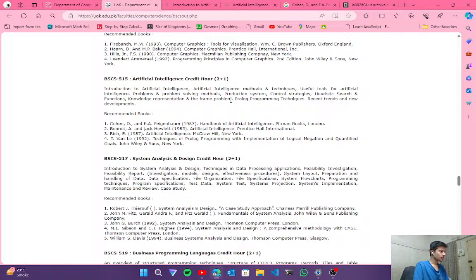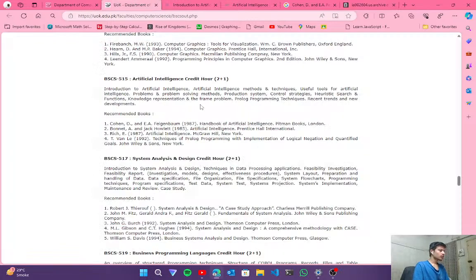Problems and problem solving methods, production system control strategies, heuristic search and functional representations, and the frame problem. Prolog programming techniques, recent trends, and new developments. Okay, so the book we will be using will be the first one, Handbook of AI, Feigenbaum, London, and this is still loading. Maybe a 1,000 page book. That's why it's loading. So for now, let's write down the course, what we are actually going to do.